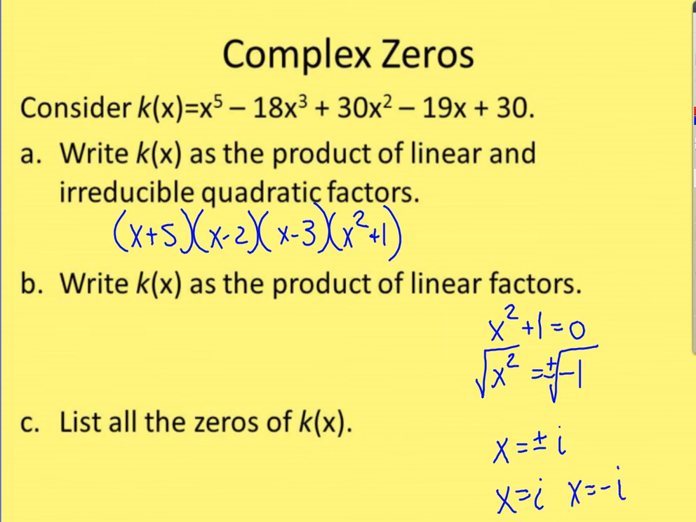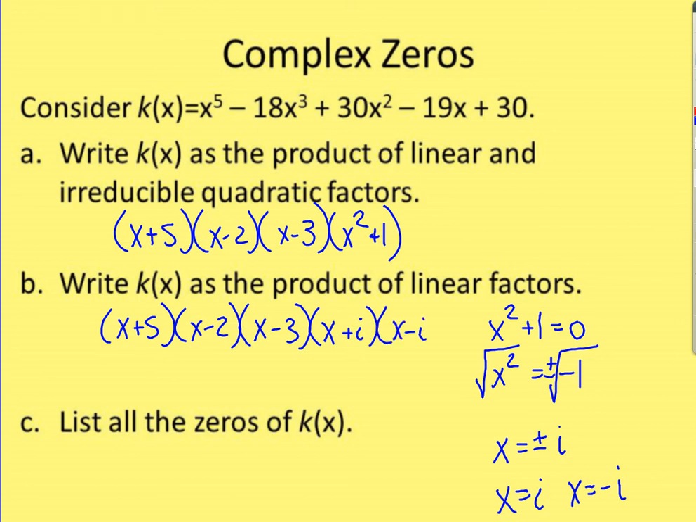So if we rewrite this as the product of all the linear factors, we still have x plus 5, x minus 2, x minus 3, but we will have x plus i and we will have x minus i. So if we list all of the zeros, when we pull them out of the parentheses, remember you change the sign, so we'll have zeros at negative 5, 2, 3, negative i, and i.